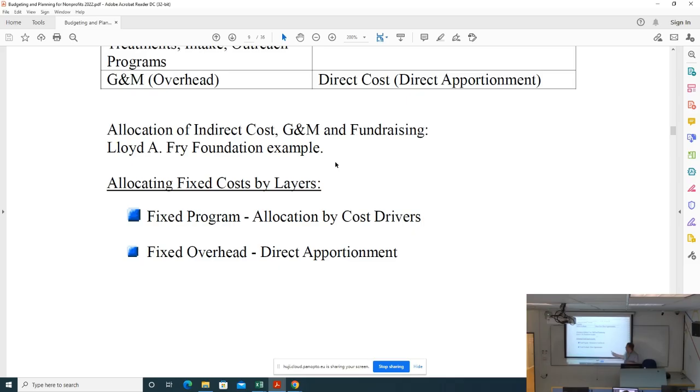So the idea behind what I'm going to show you now is allocating fixed cost in two layers. The first layer, which will be used for the fixed program cost, will be by cost drivers. And the second layer will be for general and management, or overhead, and we will use the direct apportionment.